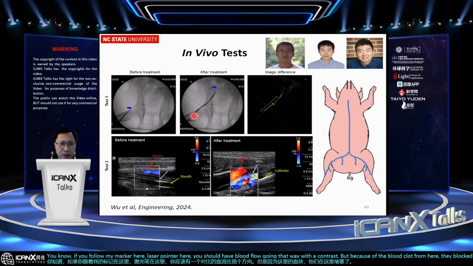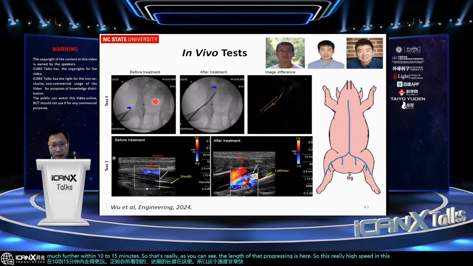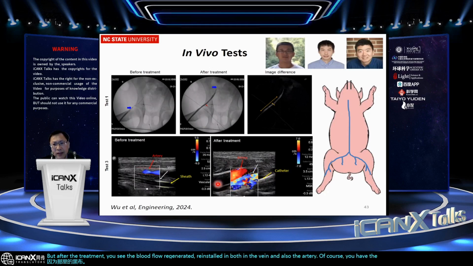But after catheter treatment, we're able to bring that much further within 10 to 15 minutes. So as you can see, the length of that progression is here. This is really high speed in this case. And at the bottom here, we show the Doppler ultrasound imaging. On the left side, before treatment, we see the artery can still go through, because we generate the blood clot inside the vein, and the vein was blocked because of the blood clot. But after the treatment, you see the blood flow is reinstated in both the vein and also the artery.